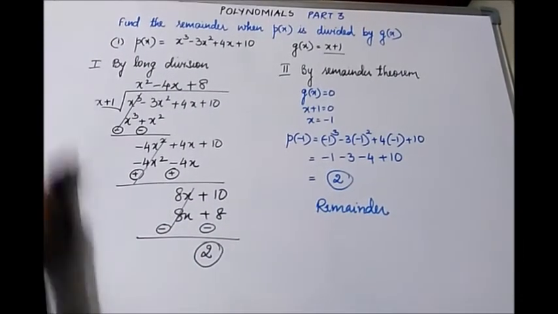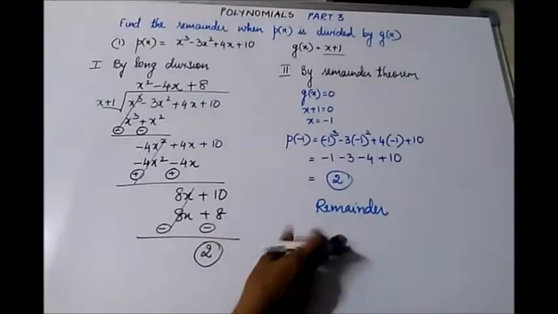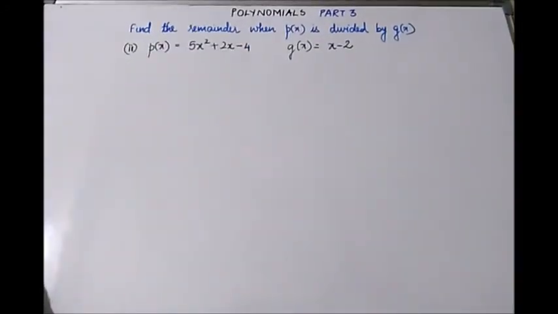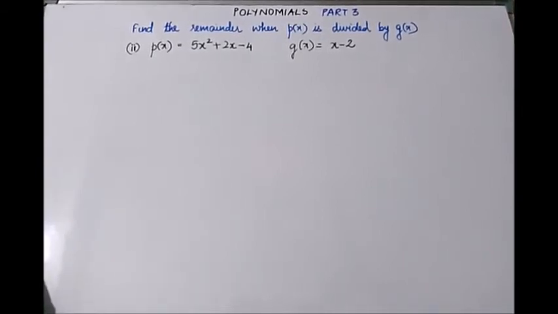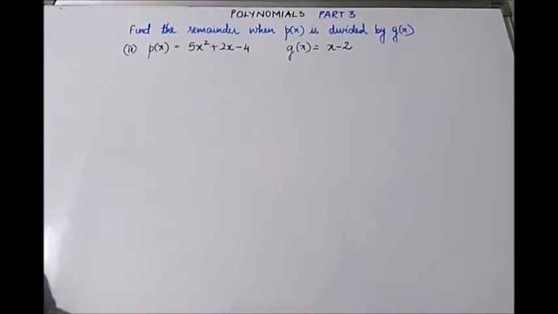As you see, long division method is lengthy. By using remainder theorem, it is easier to find the remainder. Let us do the next question. Here it is given p of x is equal to 5x square plus 2x minus 4 and g of x is equal to x minus 2. This sum also will do by both the methods.